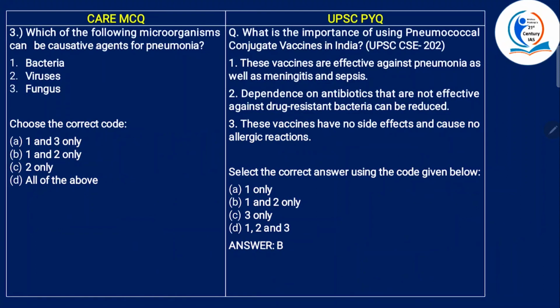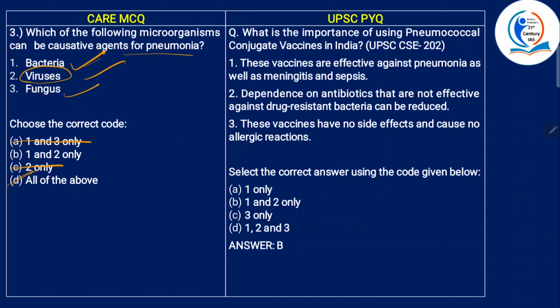Now, which of the following microorganisms can be causative agents for pneumonia? Bacteria, yes, because we also have this vaccine, no? Streptococcus pneumoniae. Against this Streptococcus pneumoniae, we have the pneumococcal conjugate vaccine. Virus is also there mostly, because a virus will cause the common cold, any fever, ranging from small infections to big infections like COVID-19. So virus is there. So 2 is also correct. That means A is gone. Fungus also is right. So all the 3.